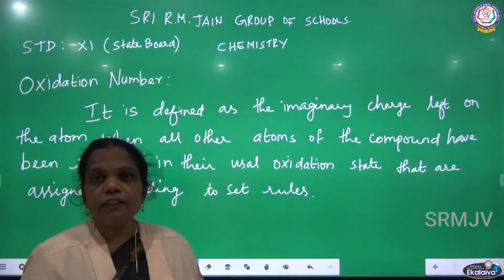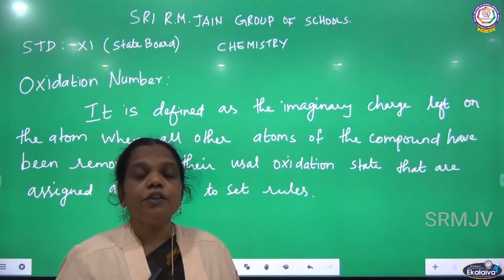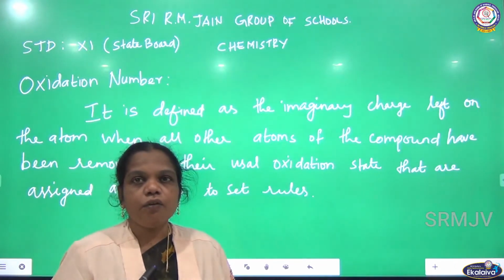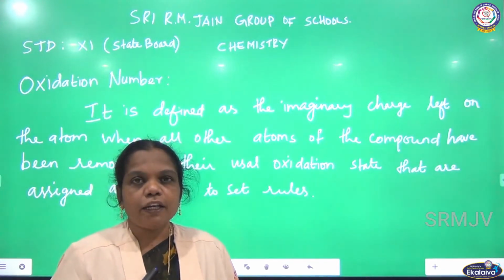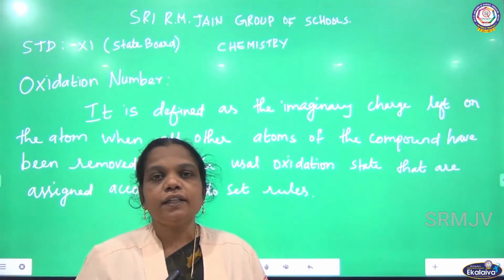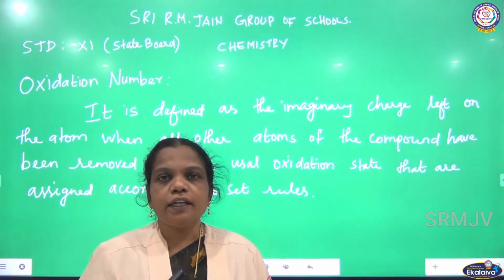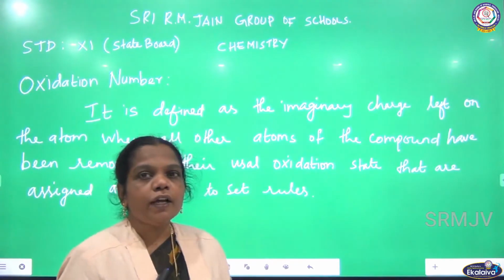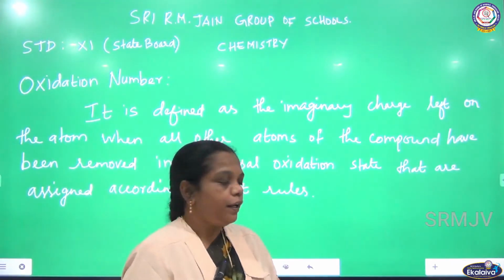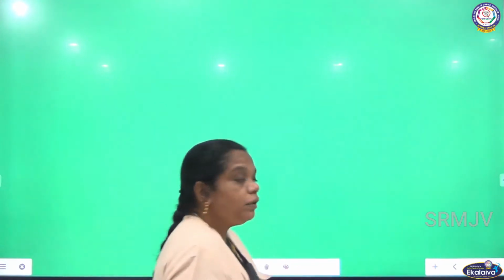Now the oxidation number is nothing but the residual charge. The residual charge on the atom is called what? Oxidation number. If the ion has a charge, the charge of an ion is considered as an oxidation number. So now you can have the tips to find the oxidation number. Now learn the tips to write the oxidation number.